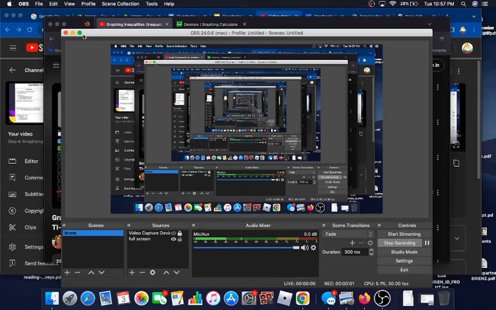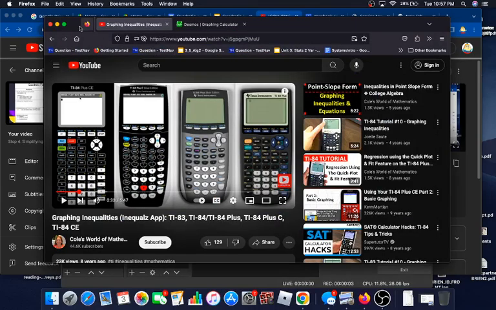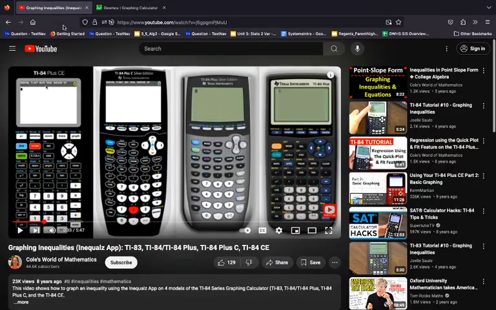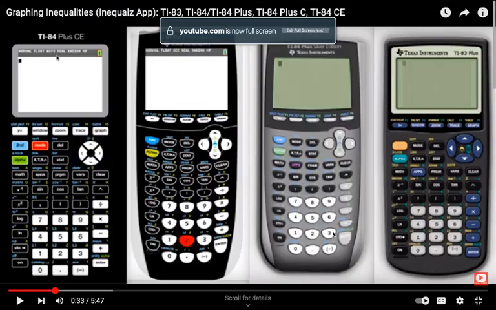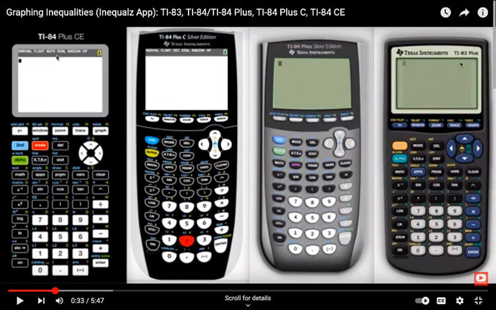Hi everyone, this video is about graphing inequalities on your graphing calculator. My online graphing calculator isn't working, so we're actually going to look at this video and you're just going to watch this screen on the right, this first one. I'm borrowing somebody else's video, but the steps are the same.